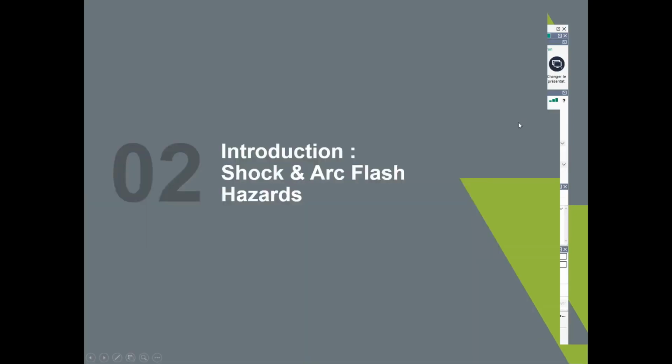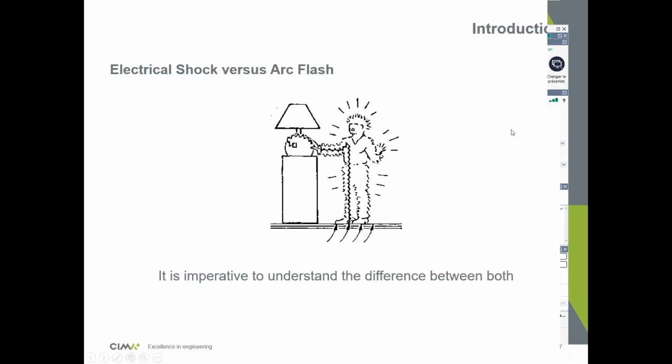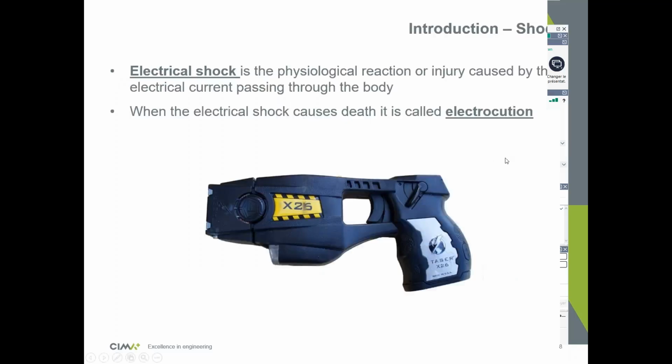So an introduction on shock and arc flash risks. It's important first to understand the difference between a shock and an arc flash. So what is a shock? An electrical shock is the reaction or injury caused by the electrical current passing through the body. When the shock is fatal, when the person dies, it's called an electrocution. So the difference between a shock and an electrocution is whether the person survives or dies. For example, a taser gun is designed to induce a shock and not electrocution if used properly.